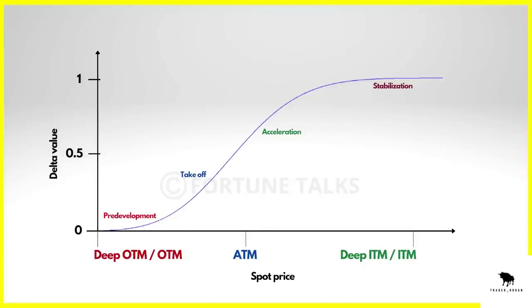Now the concept is same for both types of option contracts, so we will discuss it based on call options. Now, there are 4 delta stages in the graph: pre-development, takeoff, acceleration, and stabilization. Now, let us look into each one of them. Trust me, this is easier than you expect, so stay with me on this. Before we move ahead with the discussion, let me give you an example.